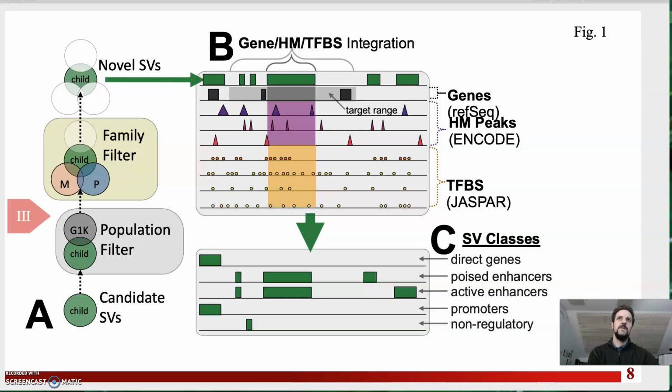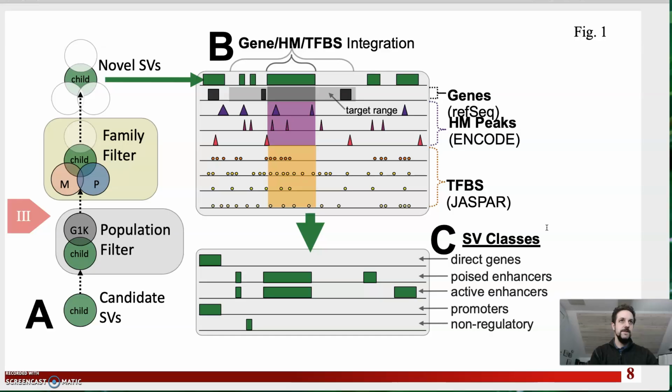This allows us to look at transcription factor binding sites that are inside histone peaks that are inside a structural variant. And this picture here in B allows us to make 5 distinct classes that you can see in panel C. We have the direct gene class. This is the SV is happening right in the region of a protein coding gene.